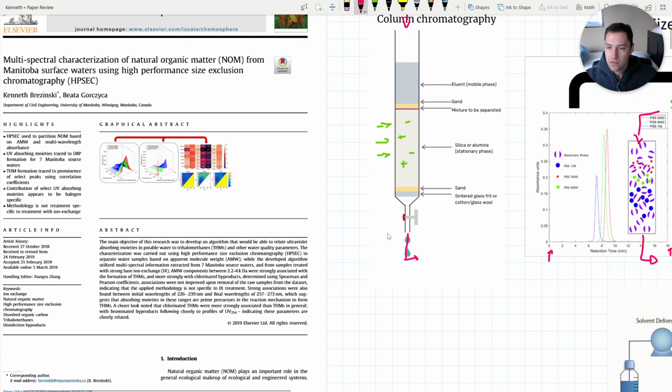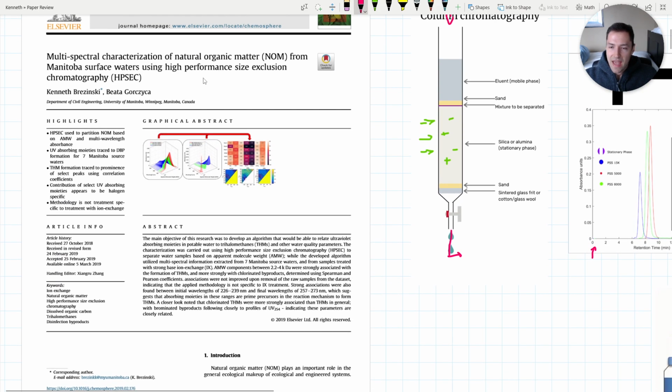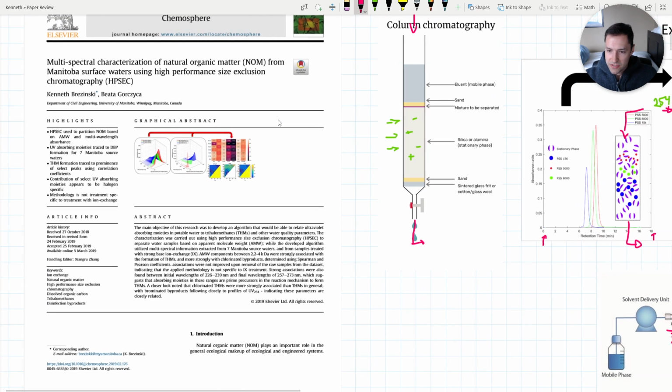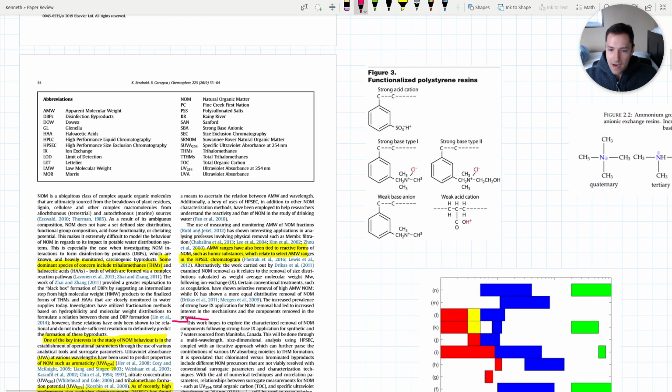So for all these reasons, we want to characterize several Manitoba surface waters. And in this work, we actually looked at 7. And we're using this technique, which is high performance size exclusion chromatography. So great, we'll just go into it. I'm going to skip the abstract because I want to go through it as I go on.